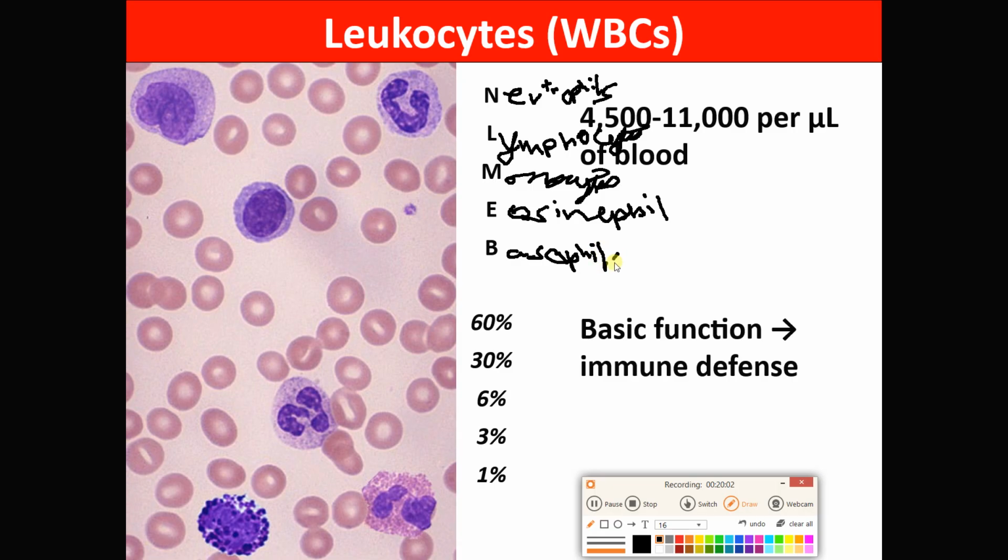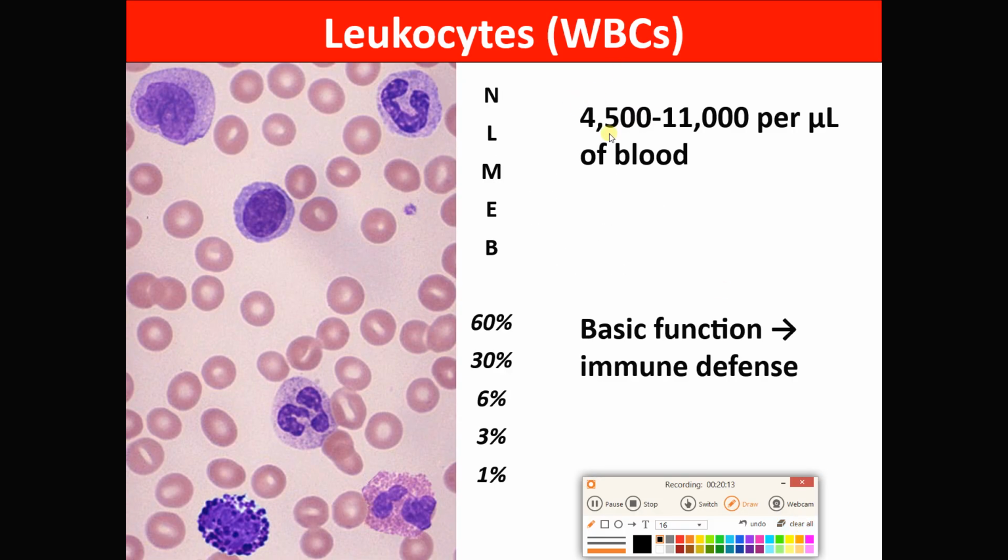So if you can't read my writing, that's okay. These are my 5 basic white blood cell types. Now, I generally have only about 4,500 to 11,000 white blood cells per microliter of blood. That is crazy small compared to the red blood cells. Red blood cells were at like 5 million. White blood cells, 5,000, 10,000, somewhere in there.